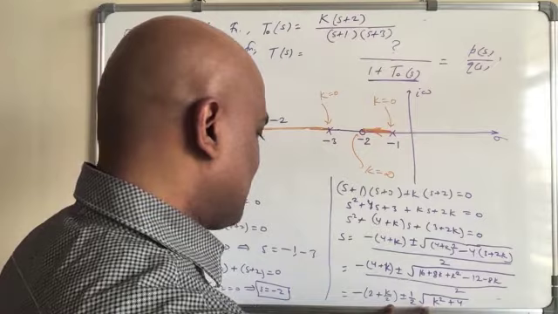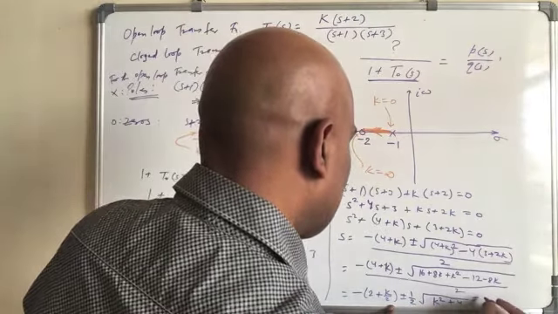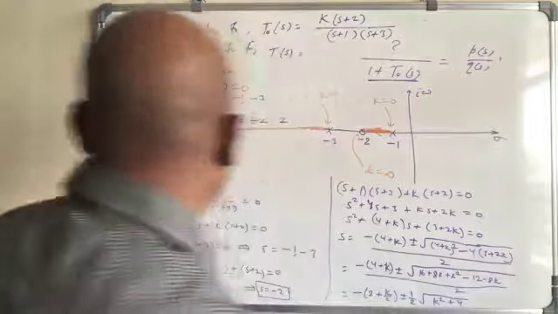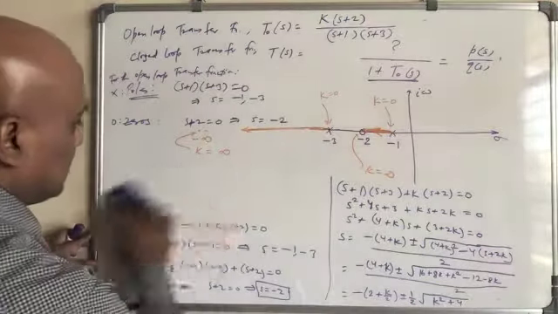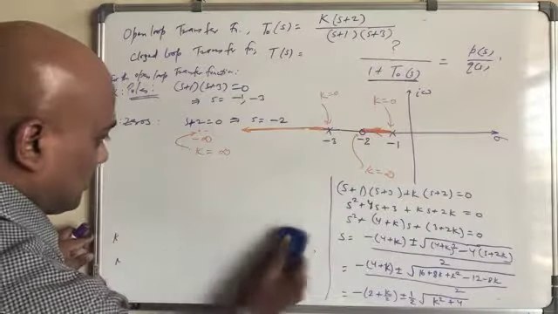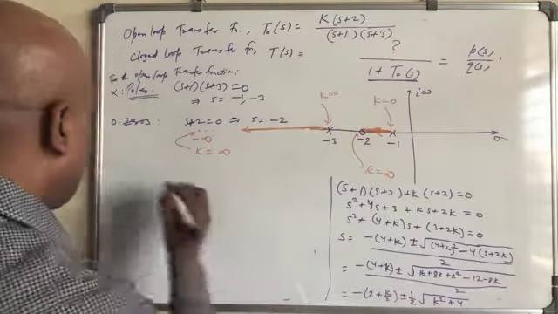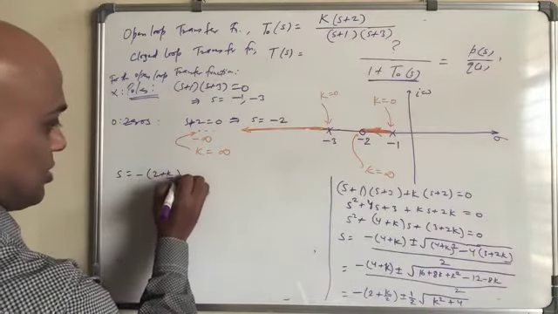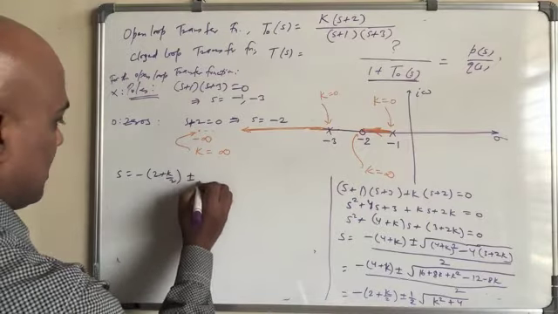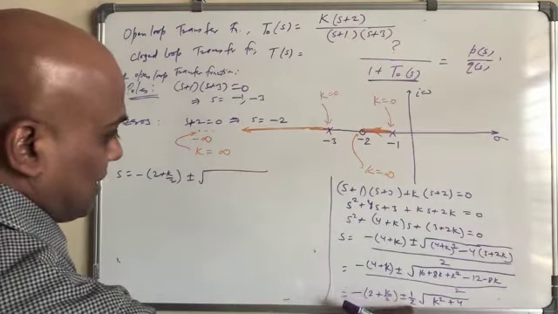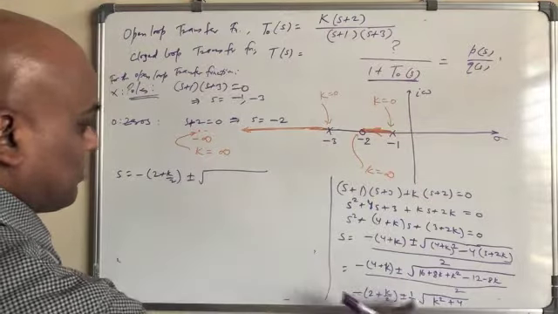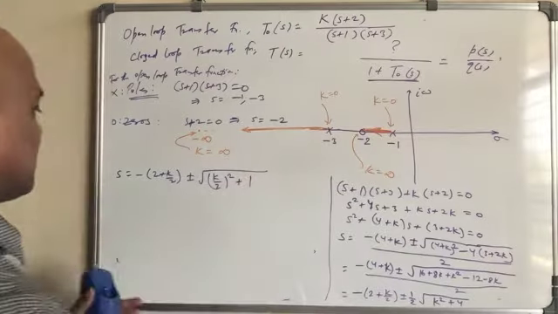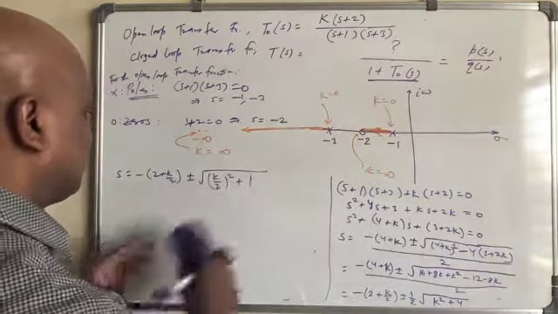This one we can also write as equal to minus 2. So let me write it here on this side. S equal to minus 2 plus k over 2 plus minus root, taking 4 inside the root, so it becomes k over 2 square plus 1. That's what we get.